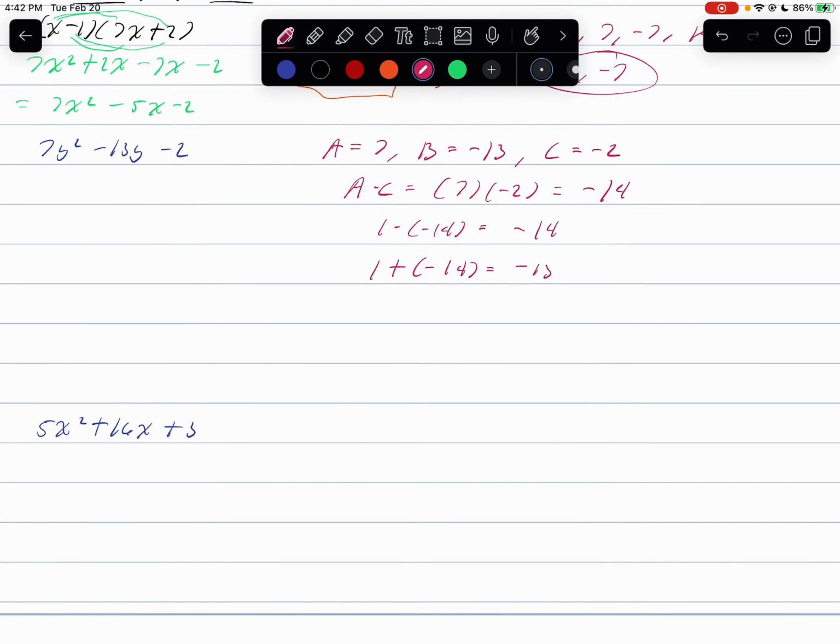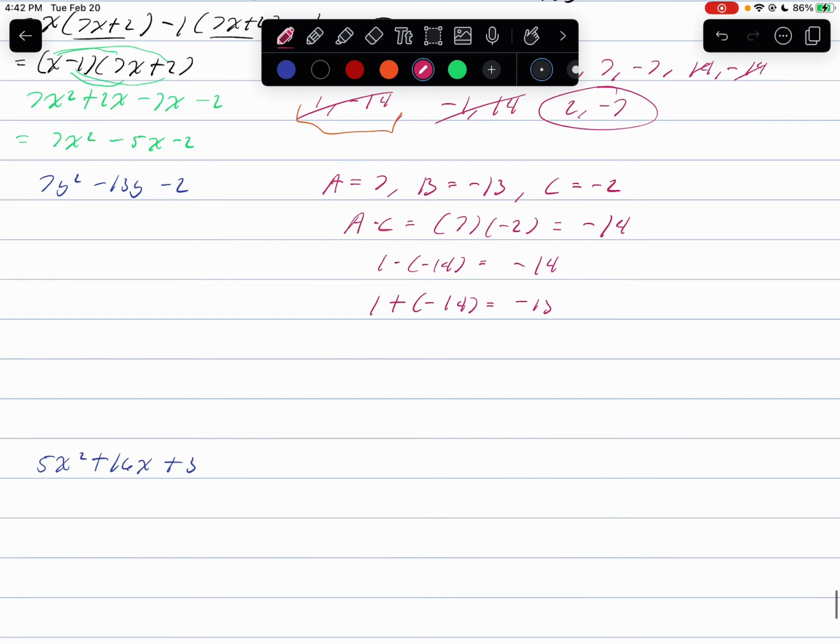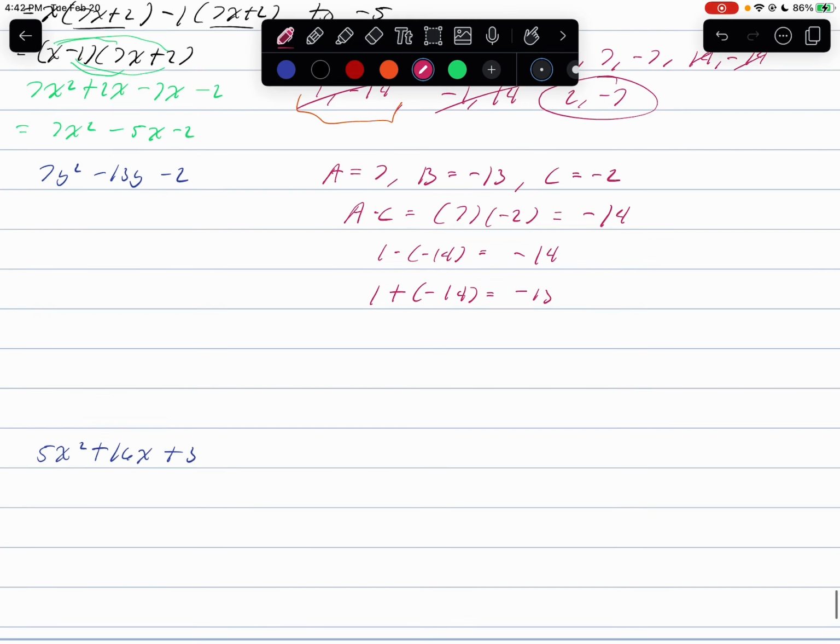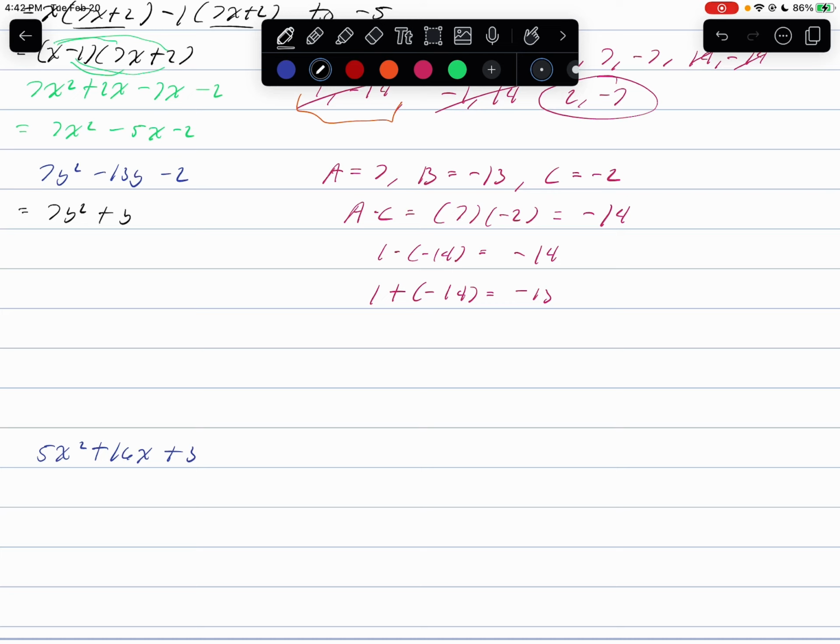So we are good. So a times b, 1 times negative 14, is going to give us a times c, and 1 plus negative 14 is going to give us b. That's what we're looking for here. All right, so our magic numbers are 1 and negative 14. So we can go ahead and rewrite this as 7y squared plus 1y, so to speak, minus 14y minus 2.